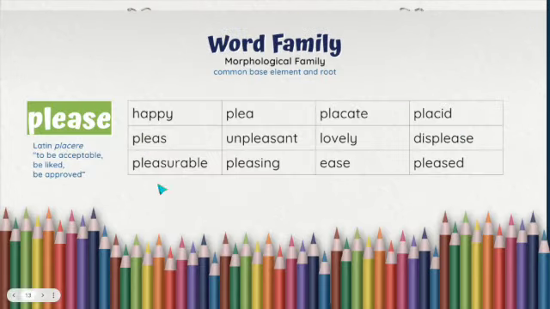We're going to go back here. Happy and lovely are not invited to the family reunion, and neither is ease. While it shares some of the letters, PL is not a prefix, so that doesn't work.